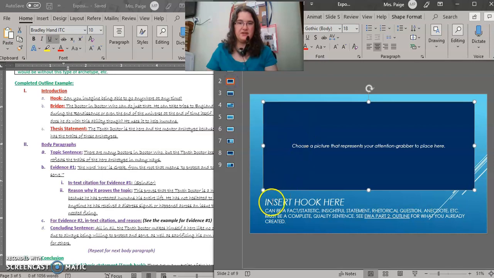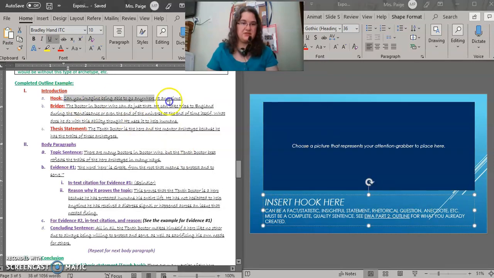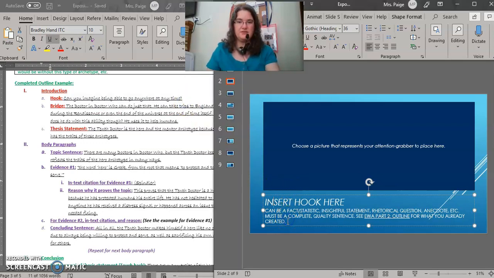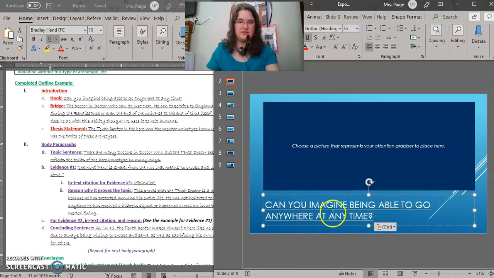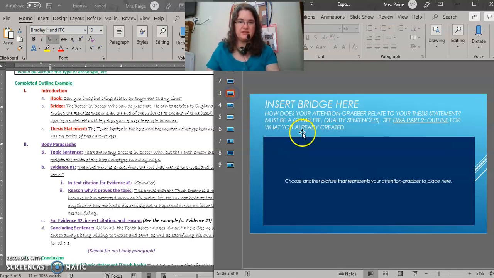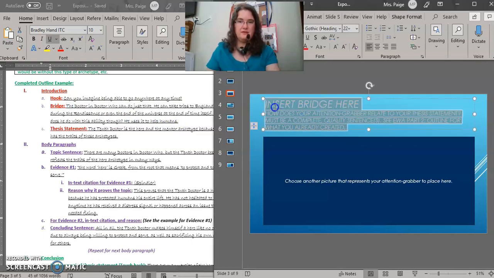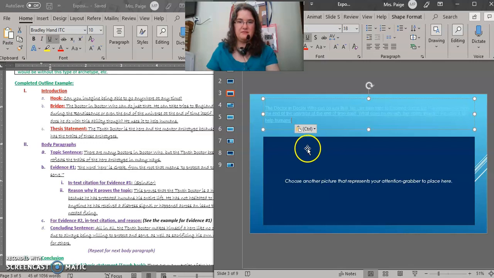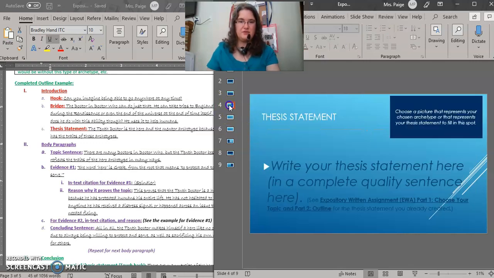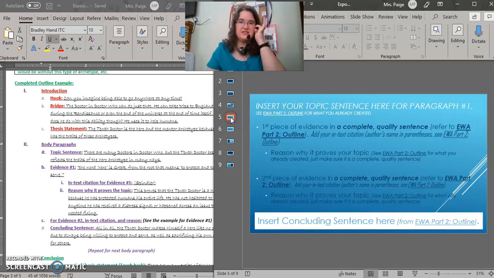There's a picture here, insert the hook here. So you literally take what you wrote in the hook, make sure it's a full sentence though, copy, and you're literally going to paste it into this entire section. Done. Next one, insert bridge here. Copy, paste it in. You can do a picture here. And of course you can go back through and make sure that all the fonts work, that kind of thing.